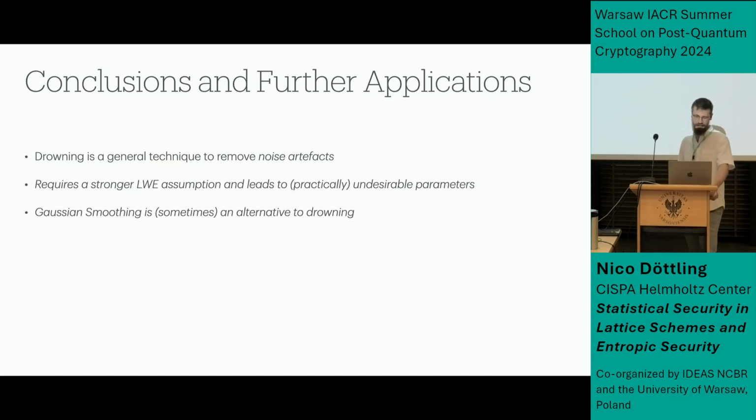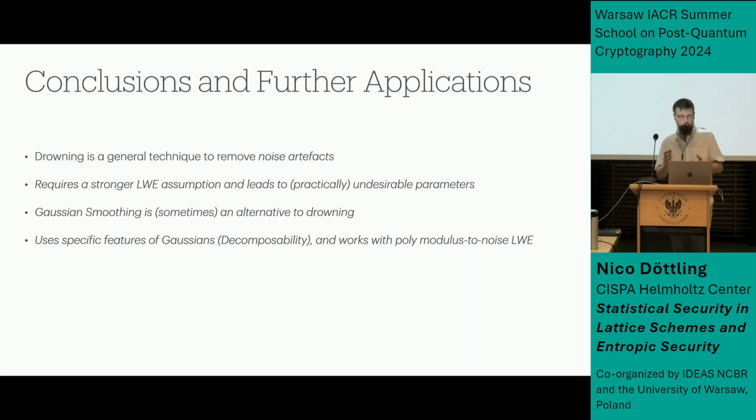This Gaussian smoothing technique that I've demonstrated here on two examples, first example being circuit privacy for homomorphic encryption, second one being establishing security of entropic LWE, is sometimes an alternative to drowning. So it's not a universal drop-in replacement. There are still some LWE-based constructions where we critically rely on drowning. As a maybe important example, threshold or multi-key fully homomorphic encryption with threshold reconstruction. So this is something where we didn't yet manage to find a smoothing alternative to a drowning step.